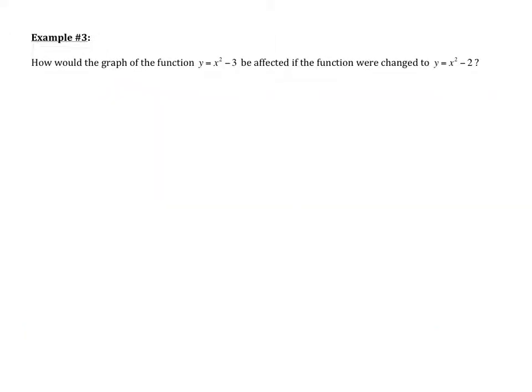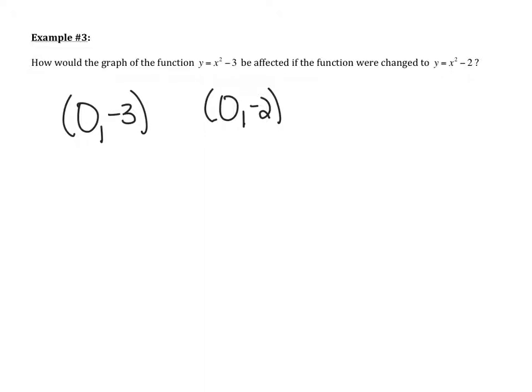Our last example is example 3, which asks us how would the graph of the function y equals x squared minus 3 be affected if the function were changed to y equals x squared minus 2. So notice that we start with our parent function and subtract 3, and now we're changing it to our parent function minus 2. This graph, y equals x squared minus 3, would have a vertex at 0, negative 3, because it would just be that parent function shifted down 3 units. The other one, y equals x squared minus 2, would have a vertex at 0, negative 2, since it would just be the parent function shifted down 2 units.